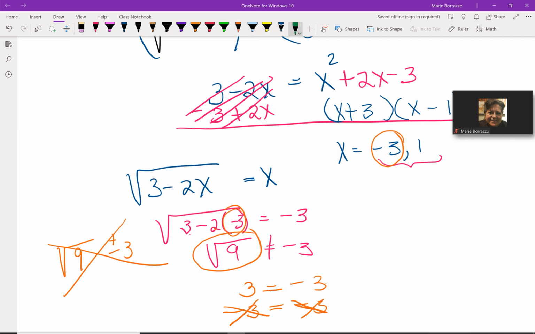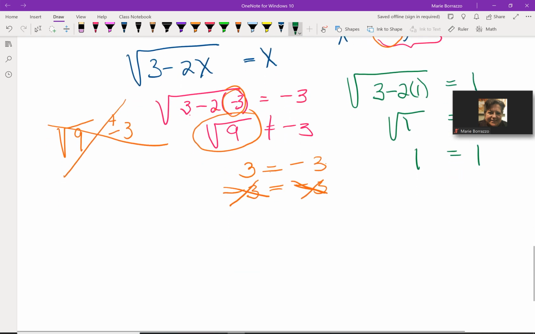Unlike the 1, when I do the square root of 3 minus 2 times 1, you get the square root of 3 minus 2, which is the square root of 1, equal to 1, because the square root of 1 is 1, and that is equal to 1. Remember, when it comes to square roots, if I have the square root of, say, negative 25, the result of this answer is 5i. Remember that. Actually, plus or minus 5i.